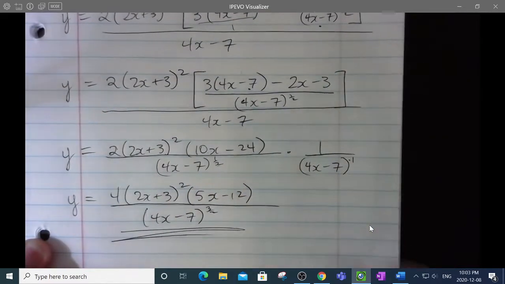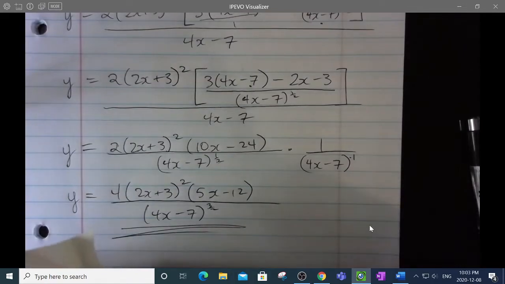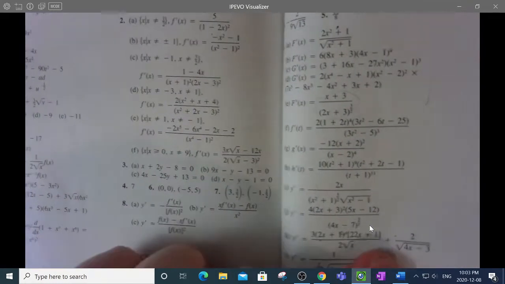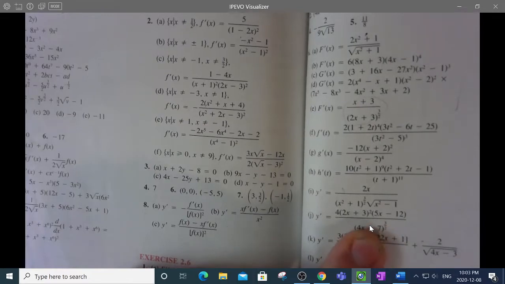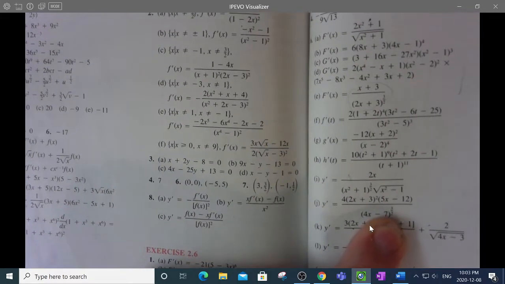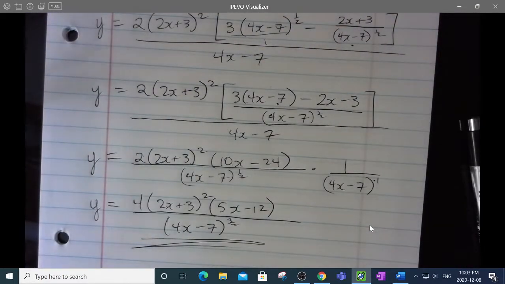And I think I'm going to stop there and check and see if that's their answer or anything close to it. So let's see. This is 2.6, 6j, and I think I have it almost exactly. Yeah. 5x minus 12, and they left it as a rational exponent of 3 halves. So yep, we got it. We got it exactly. Ta-da! So that's how you do that one.